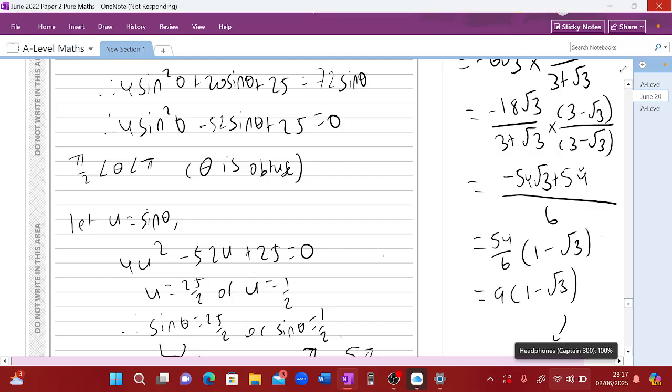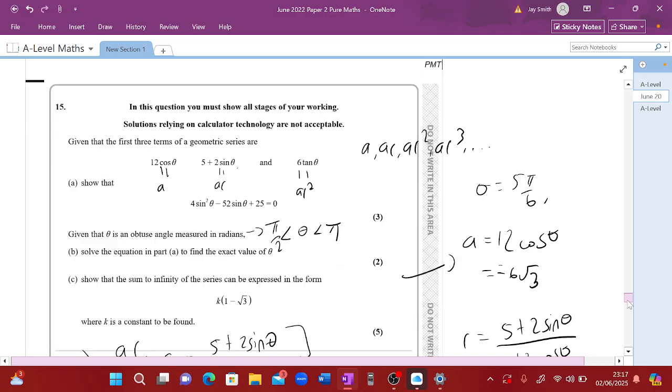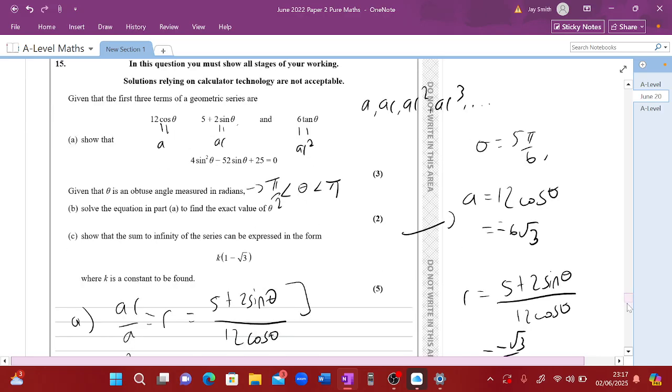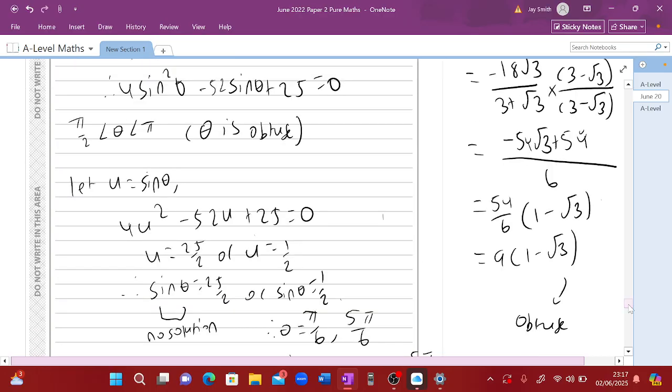Let me check the answer. What's it asking? Give it in the form k of 1 minus root 3, which is exactly what it got, right? So k would be 9. Cool. And now it is 5 marks, so I don't think you'd get the marks just for putting it into the calculator, and just because obviously the calculator will simplify it for you. But I don't think it would actually give you this. I think you have to do it yourself. But that's how you do it.